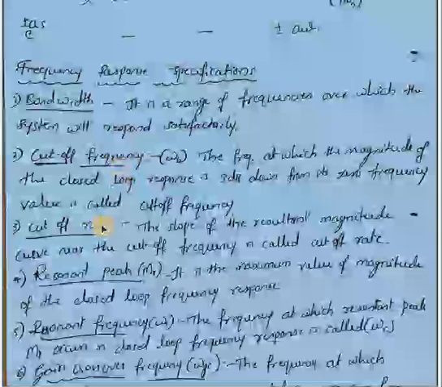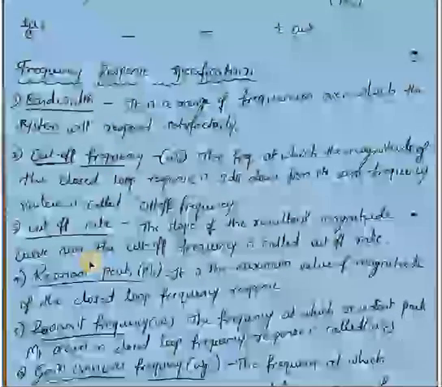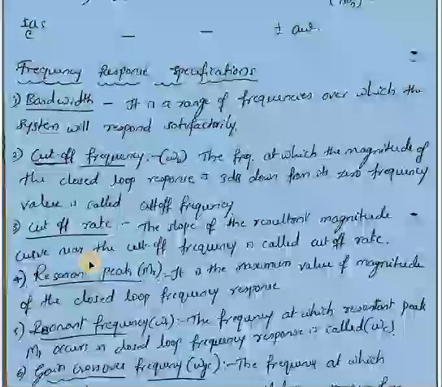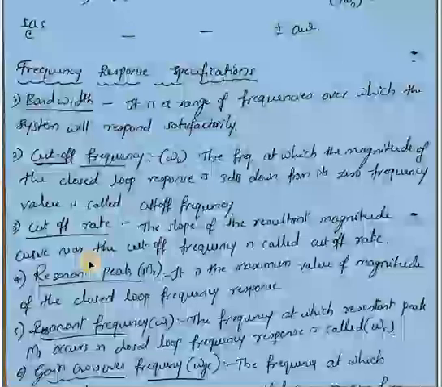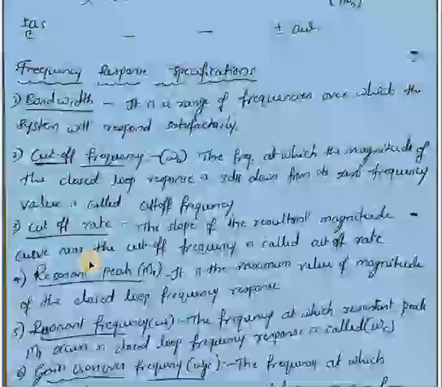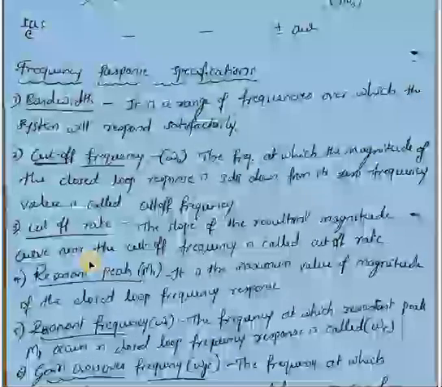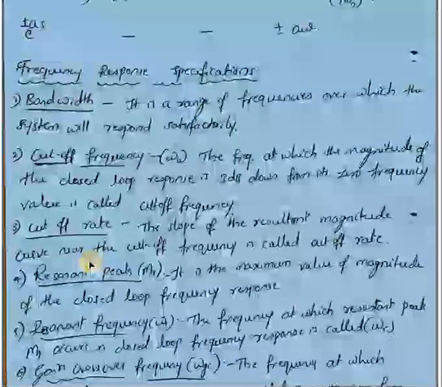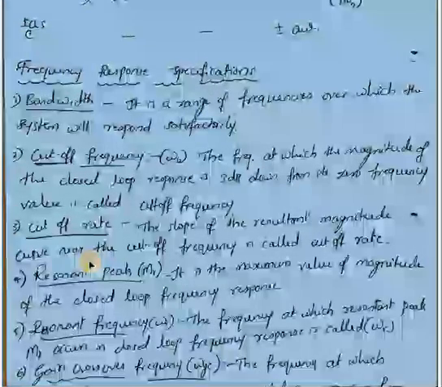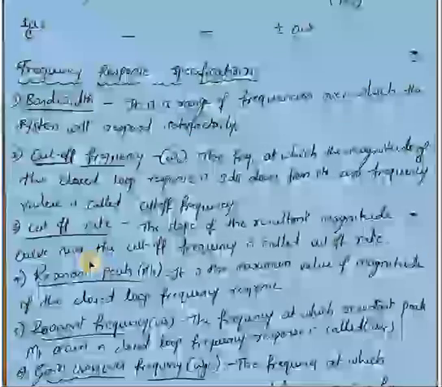Then the third one is cutoff rate. It is the slope of the resultant magnitude curve near the cutoff frequency. Then the next one is resonant peak, denoted by MR. It is the maximum value of the magnitude of the closed loop frequency response. The larger the value of resonant peak, the more is the peak overshoot of the system for the step input, and it is a measure of relative stability of the system. Then the next one is resonant frequency.